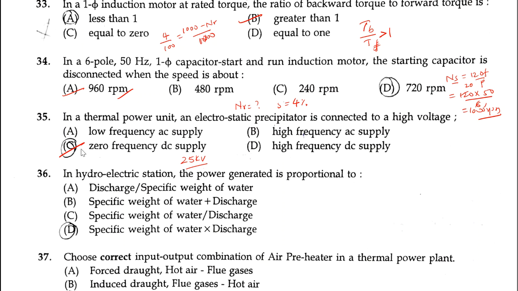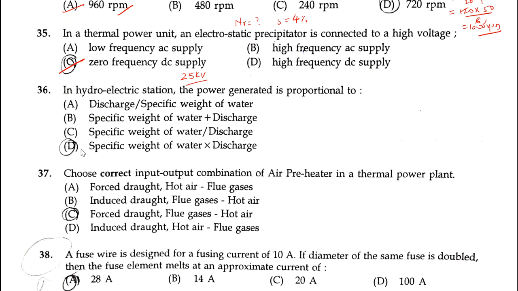So 25 kilovolts is the DC supply answer. Next one, in a hydroelectric power station, the power generated is proportional to P = η ρ g H Q, where η is the efficiency. This is a product of the specific weight of water and the discharge.